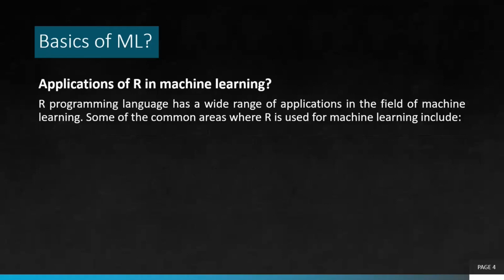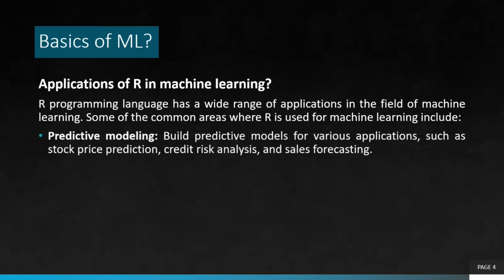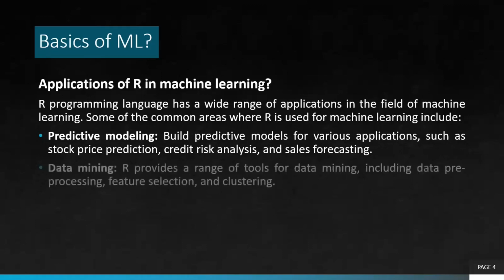So let's see the applications of R in machine learning. R programming language has a wide range of applications in the field of machine learning. Some of the common areas where R is used for machine learning include predictive modeling, and that means build predictive models for various applications such as stock prediction, credit risk analysis, and sales forecasting. Next, we have data mining. R provides a range of tools for data mining, including data preprocessing, feature selection, and clustering.